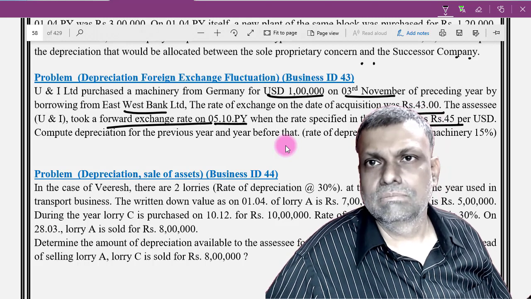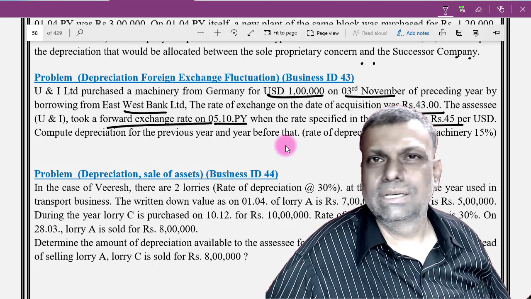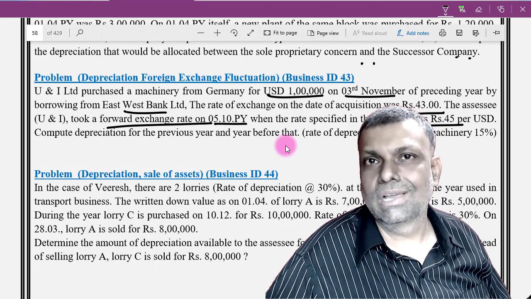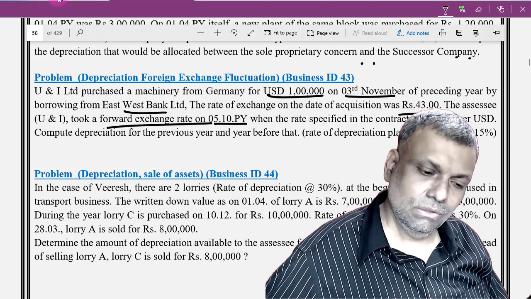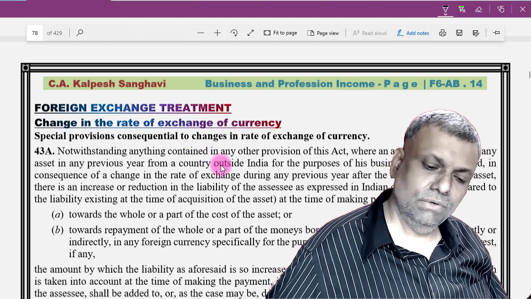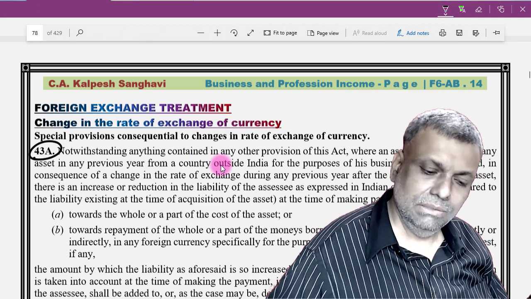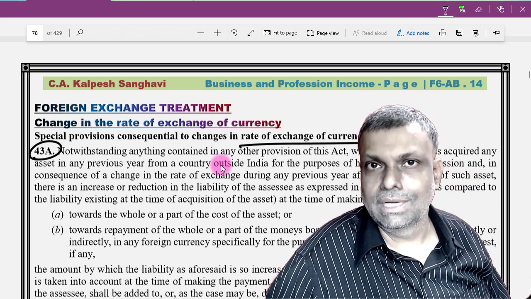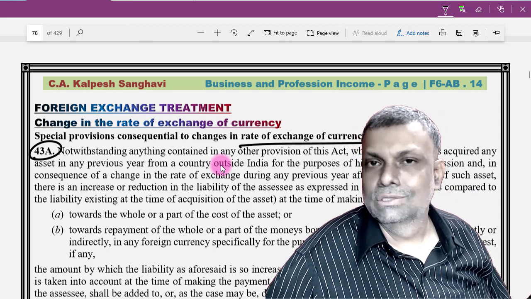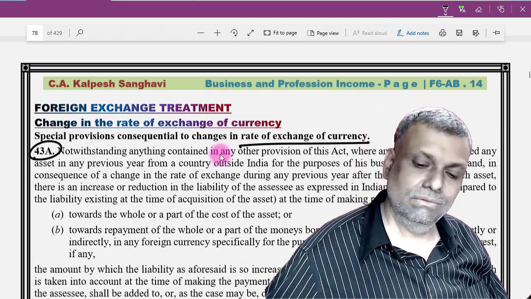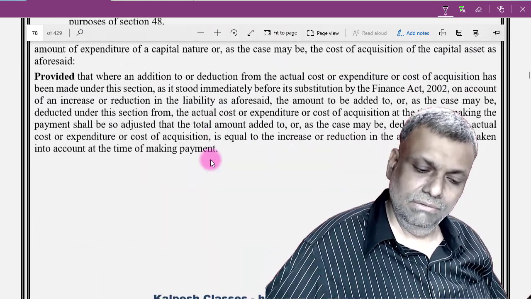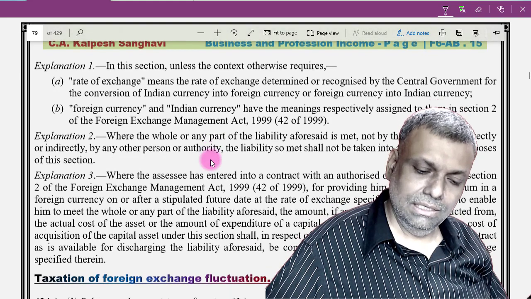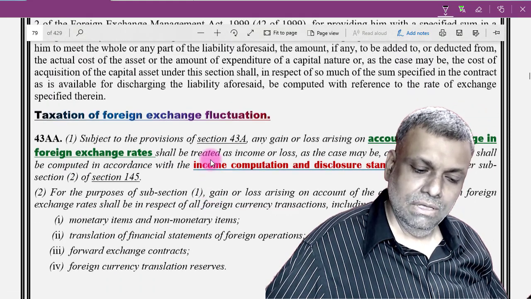Now, first of all, friends, very simple calculation, but it has got a lot of influence from the accounting standards, income computation and disclosure standards. So first of all, section 43A provisions, very simple provision. It says that whatever is the exchange currency gain or loss with respect to the asset, you have to adjust it in the block of asset. So no need to go into the technical aspect of this particular provision. We have a very simple one. So cost will get adjusted by the exchange difference.